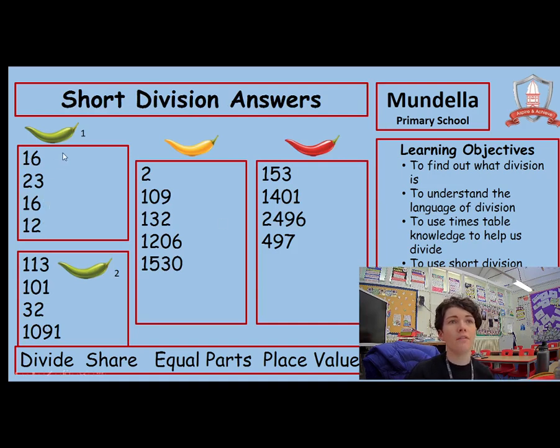And here are your answers. So that's chili pepper 1, chili pepper 2, yellow and red chili peppers. Again, if you made any mistakes, do not worry, but use the time now to go back in the video, look through the method again and have another go at the questions.